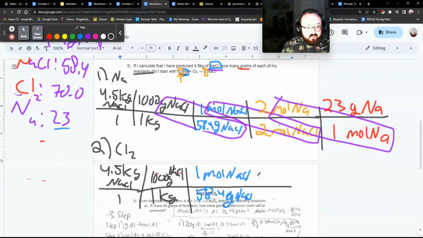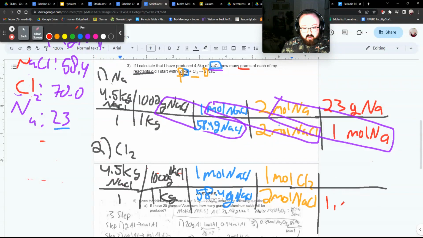But here's where it differs. Well, now I want Cl2. So moles of NaCl and moles of Cl2. So my coefficient is still 2, but my coefficient for my chlorine is now 1. And that's where things get a little bit different. And things continue to get different when we now take the 1 mole of Cl2, 70.0 grams of Cl2, our molar mass.